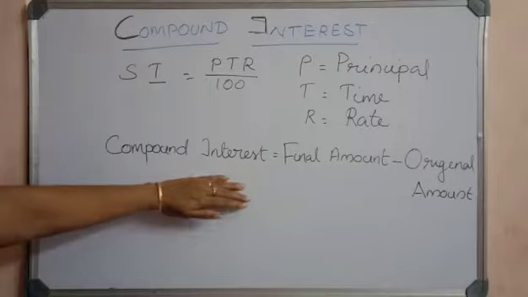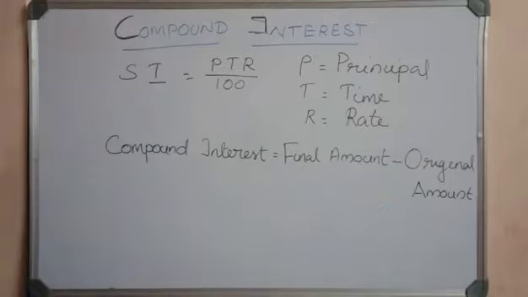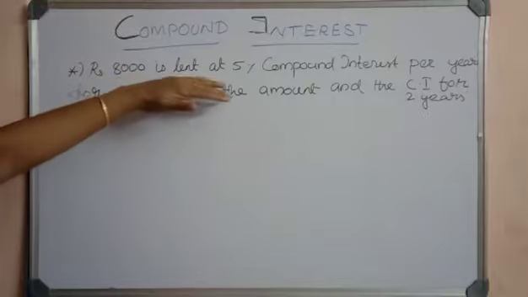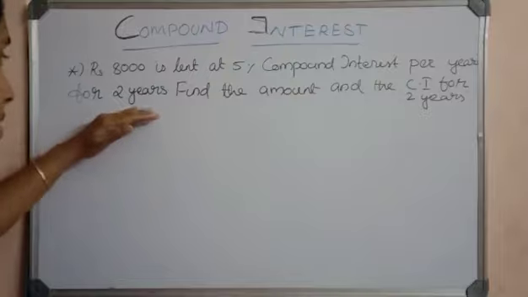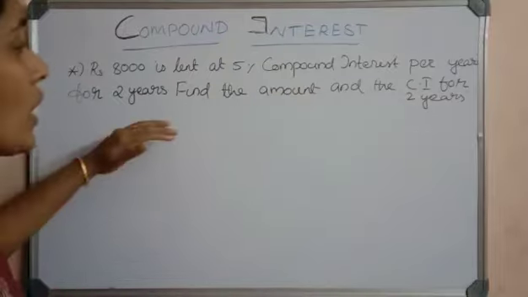The compound interest will be the final amount minus the original amount. Let's solve a few sums and understand compound interest. Consider this question. Rupees 8,000 is lent at 5% compound interest per year for 2 years. Find the amount and the compound interest for 2 years. This is our question.